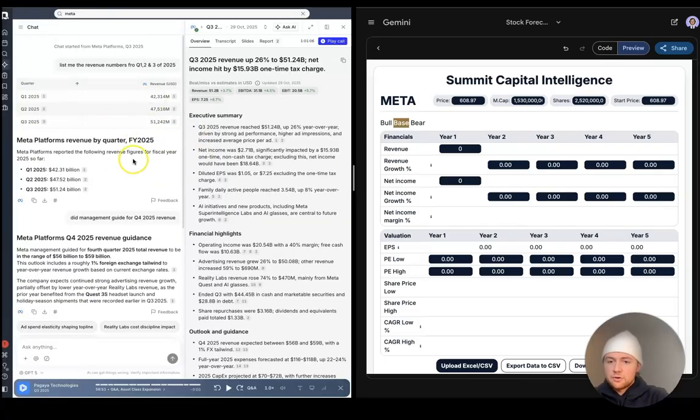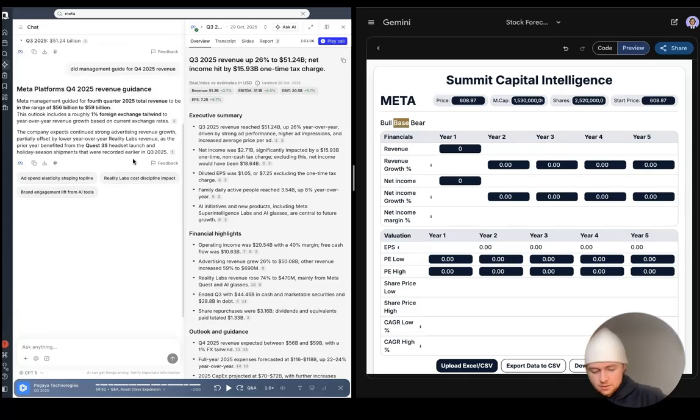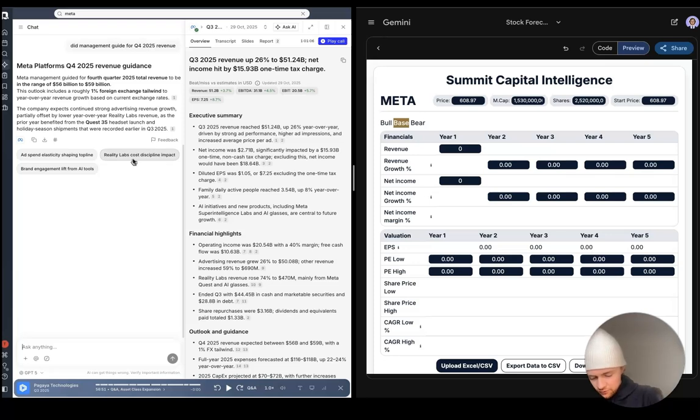Let me find these numbers. Okay, so 42.31 plus 47.516 plus 51.242, and then Q4 guidance in the middle is 57.5. So that gives us 198.568 billion. 198.568. That's billion.